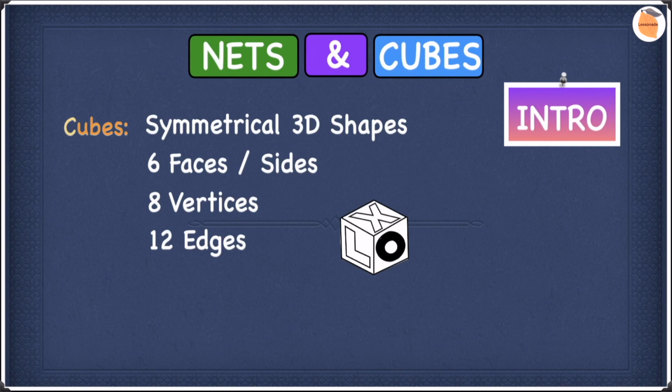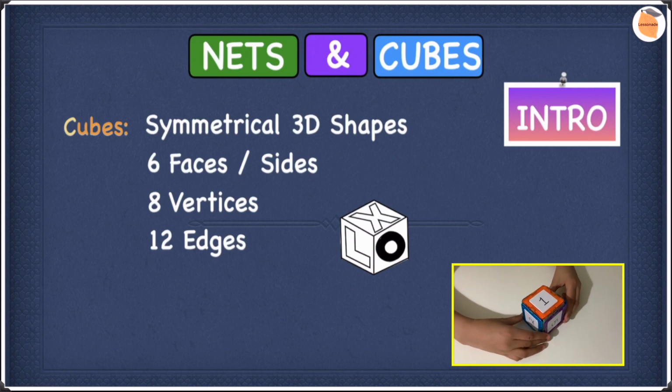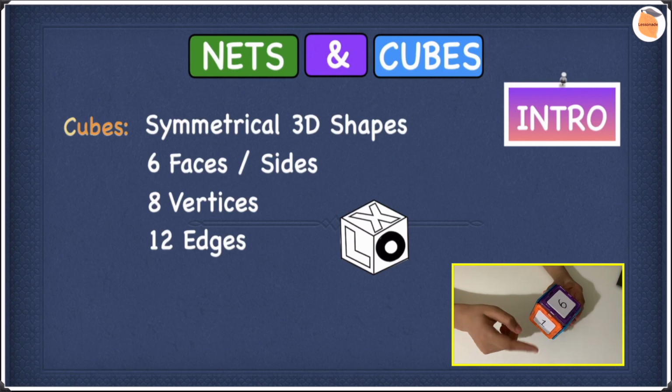Now let's have a look at a real cube. As you could see, a cube is a symmetrical 3D shape with 6 faces. We have 1, 2, 3, 4, 5, and finally 6. We also have 8 vertices. This is one of the vertices. And we have 12 edges, and this one edge, 2, 3, 4, and so on.